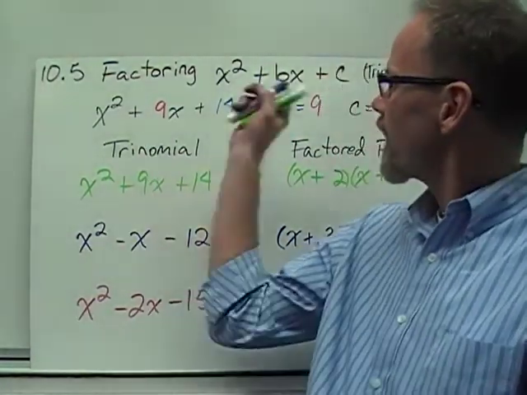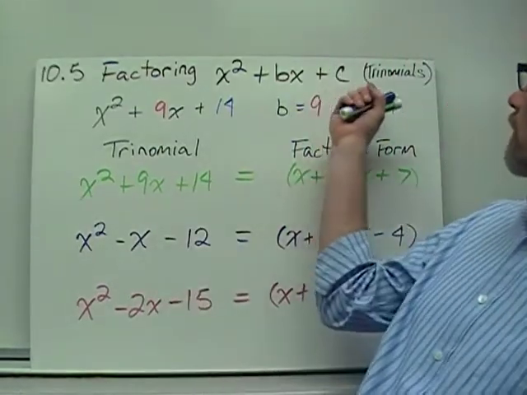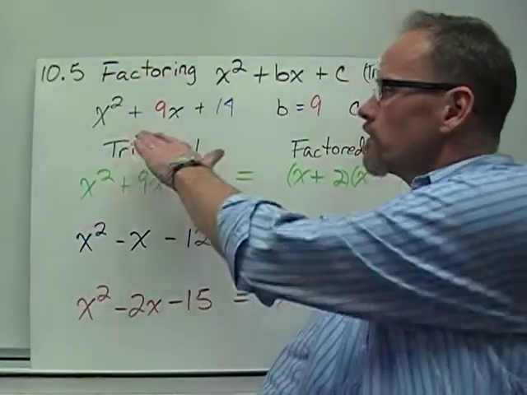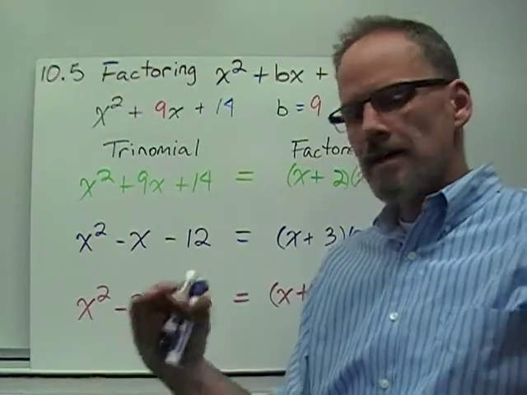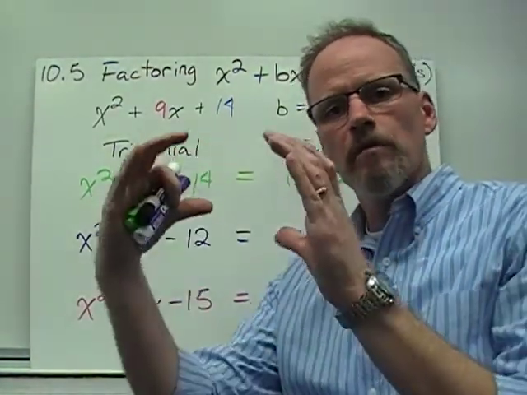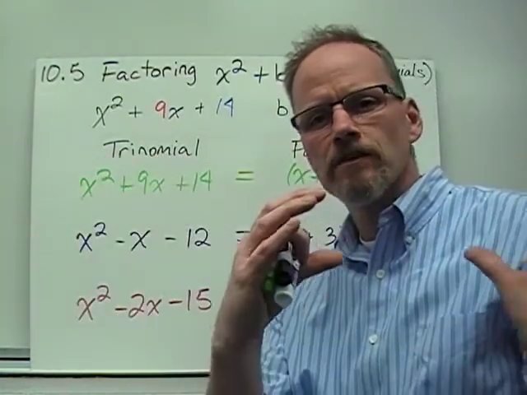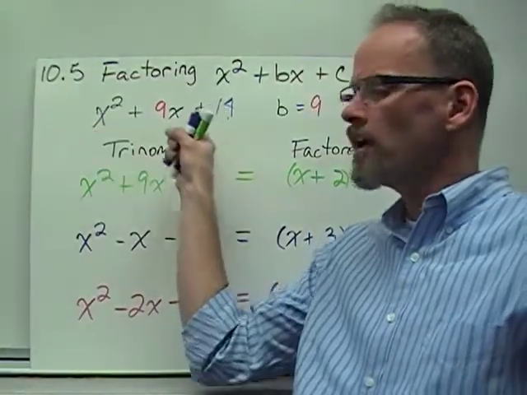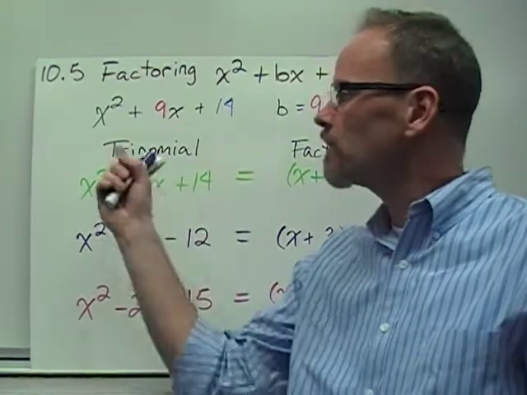10.5, factoring x squared plus bx plus c, which is a trinomial. We're going to learn how to factor something that looks like x squared plus 9x plus 14 into the binomials that we're used to. So a binomial times another binomial. Remember, those were the factors. And we went from the binomials to a trinomial. We multiplied, we distributed, and made it look like that.